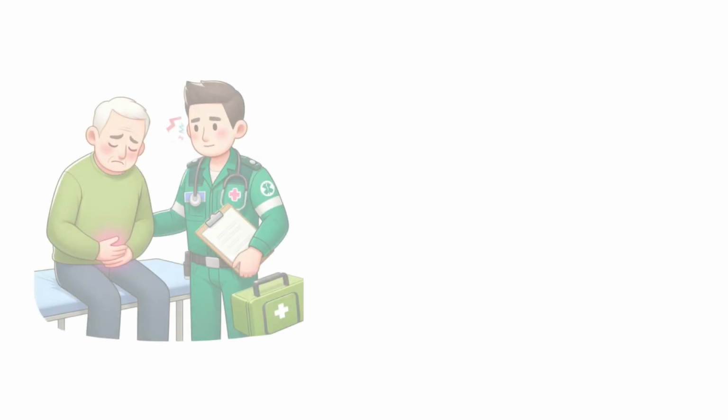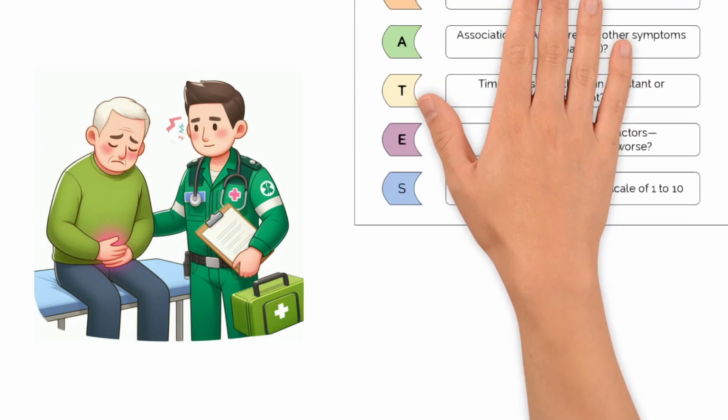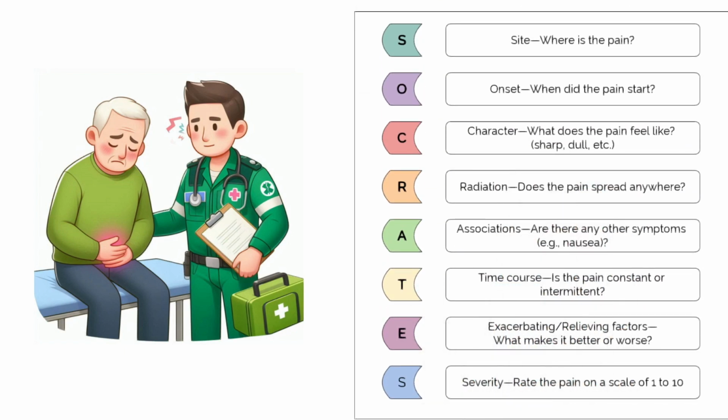In a scenario where a patient has abdominal pain, we can apply the SOCRATES method to help us assess their pain. We can ask where the site of the pain is, when did the pain start, was it gradual or sudden, what's the nature of the pain, is it sharp, dull, throbbing or burning, does the pain spread to any other areas, are there any other symptoms, is the pain constant or does it come and go, does anything make the pain worse or better, and the severity of the pain on a scale of 1 to 10.